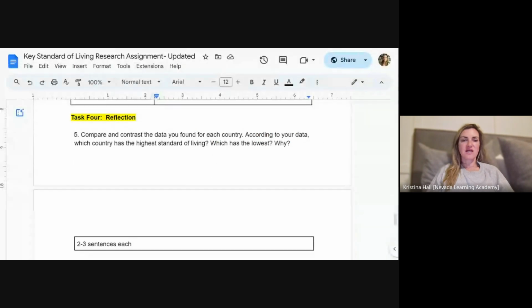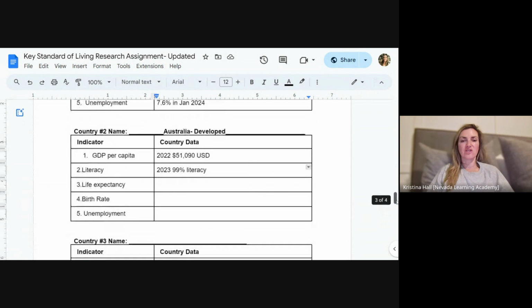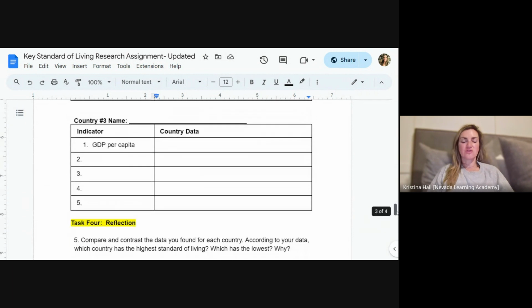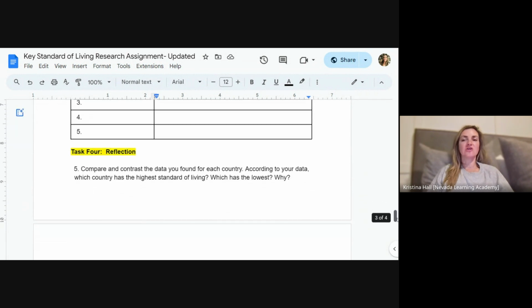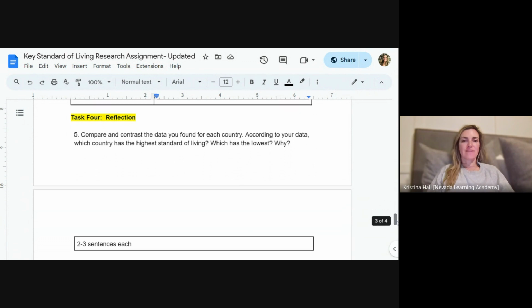So let's take a look at task 4, the reflection. And again, pause this and make sure that you've finished the 3 different countries, same indicators, showing the comparison. Okay. Compare and contrast the data you found for each country. According to your data, which country has the highest standard of living? Which has the lowest? Why?